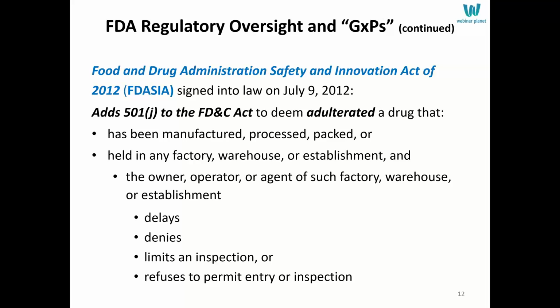Now, note that the Food and Drug Administration Safety and Innovation Act was passed in 2012. This is important because it says that the FDA now has a right to deem adulterated any product that you've manufactured, processed, or packed, or held in any factory, warehouse, or establishment, if the owner, operator, or agent of such an establishment delays, denies, limits inspection, or refuses entry to do inspection. So if they come to the door, you must let them in, or they will deem every product adulterated.